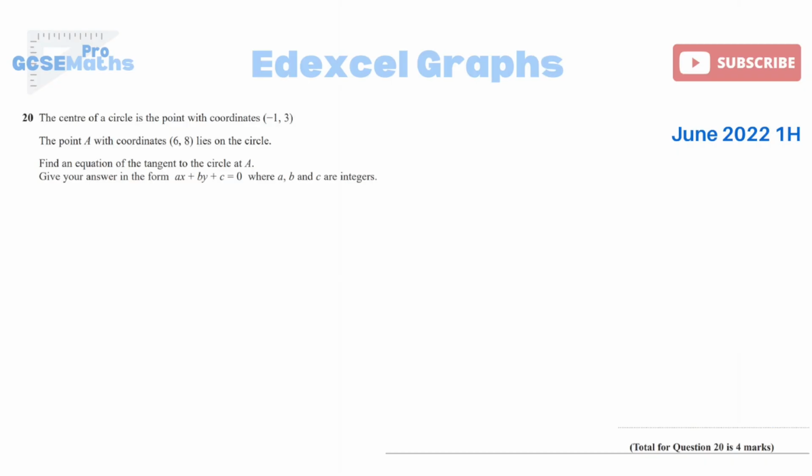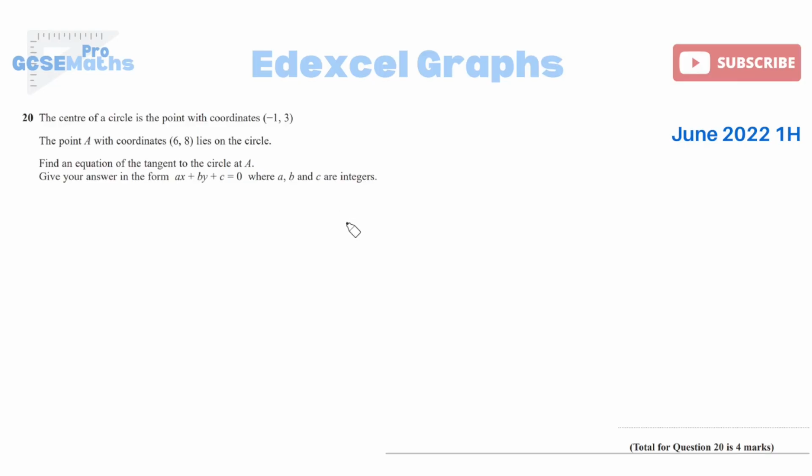Okay, our last question, and I guess technically the hardest, is now on circle graphs. The centre of a circle is the point with coordinates -1, 3. The point A with coordinates 6, 8 lies on the circle, so like on the circumference. Find an equation of the tangent to the circle at A. And they have also said to give your answer in the form ax plus by plus c equals 0, where a, b and c are integers.